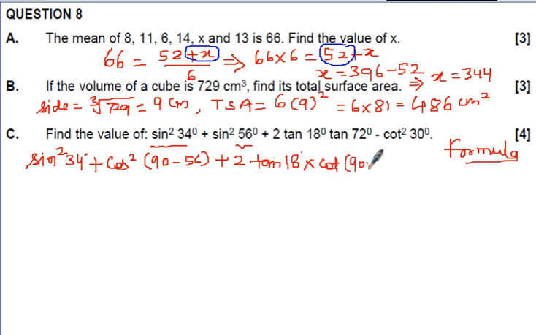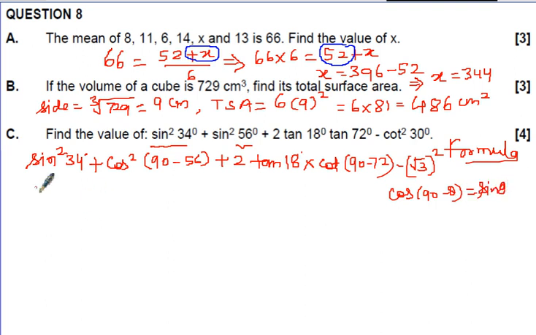So cot(90 minus 72), and cot 30 is root 3, so root 3 squared. And here you can mention sin(90 minus theta) is cos theta, or you can write cos(90 minus theta) is sin theta. Okay, you can use cos because we are using cos. Whatever you are using you can write, because there is one mark. Cos(90 minus theta) is sin theta.